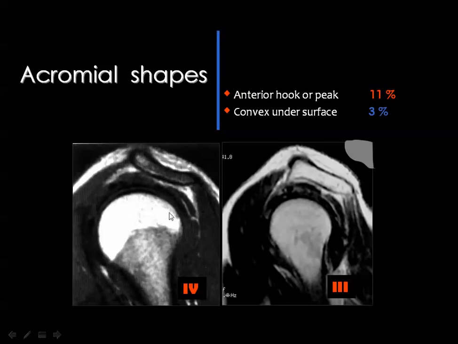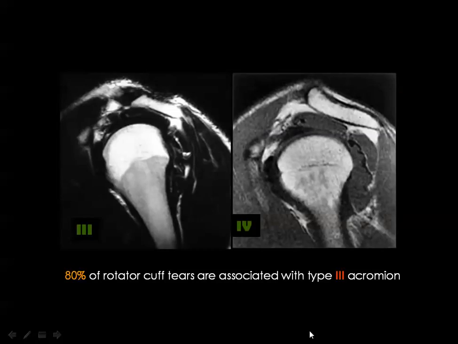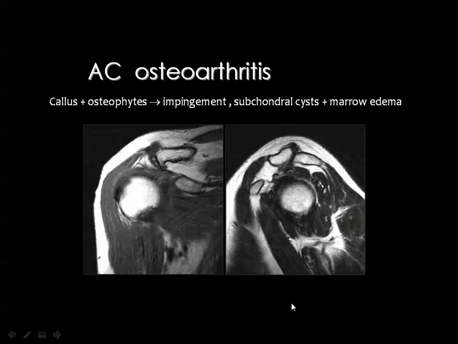And the least common type, which is acromion with convex inferior or convex undersurface. And this is type 3 acromion with anterior hook, and this is type 4 acromion with convex undersurface.